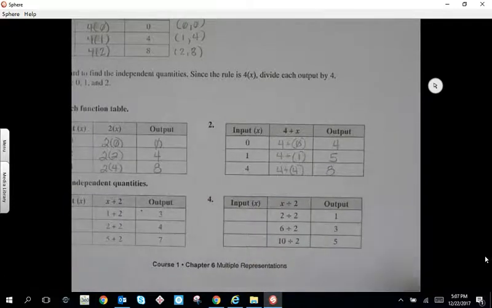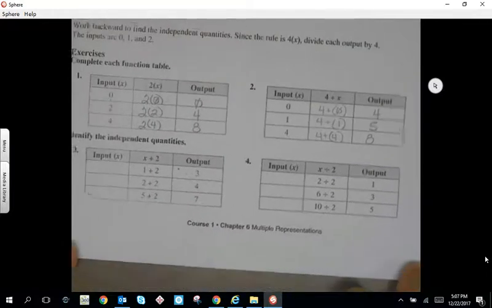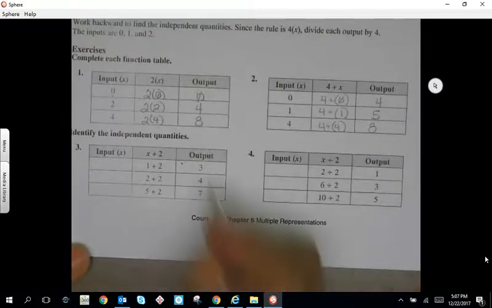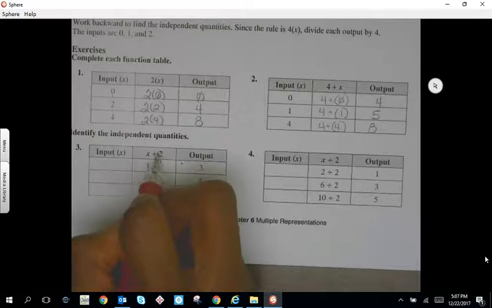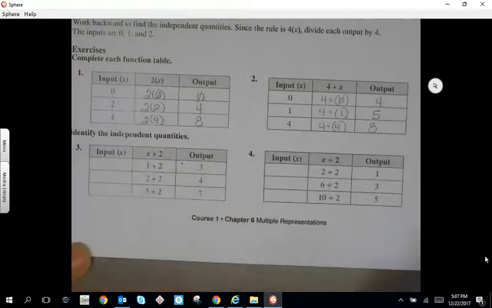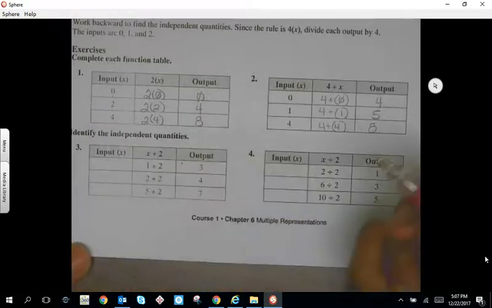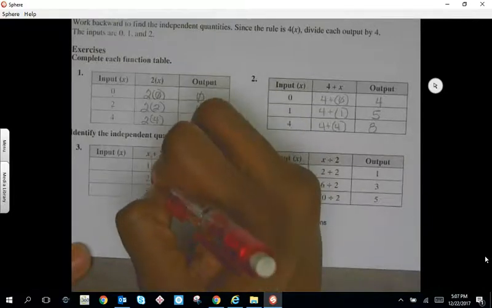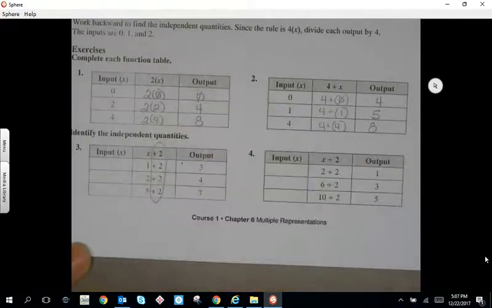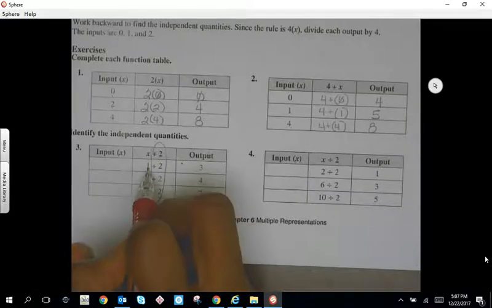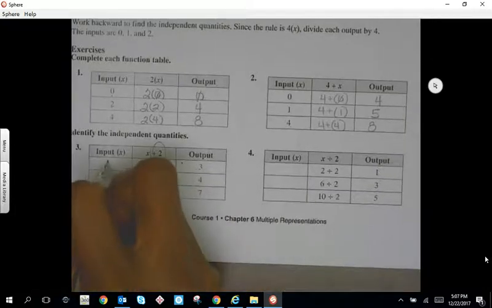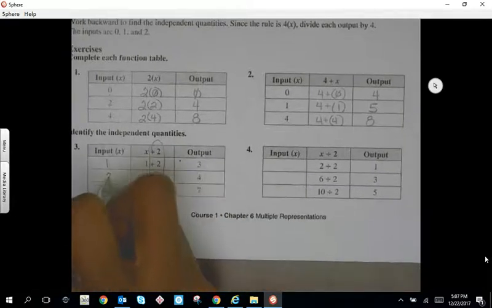Okay, so now these last ones are super easy. We know what the rule is, so I just wanted to know what the input was. If my rule is plus 2, I know that is the same every single time. What was changing was my x. So my x was 1, it was 2, and it was 5.